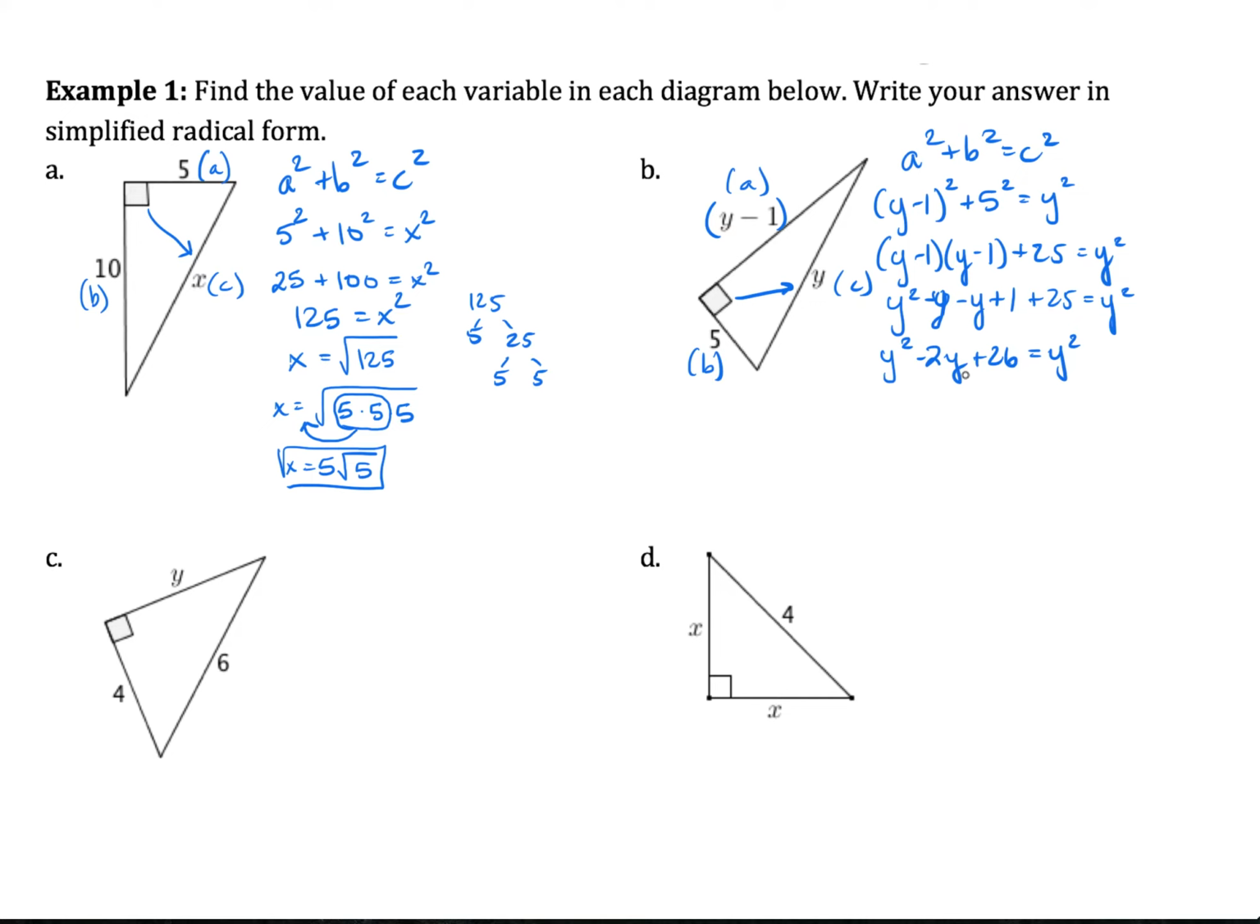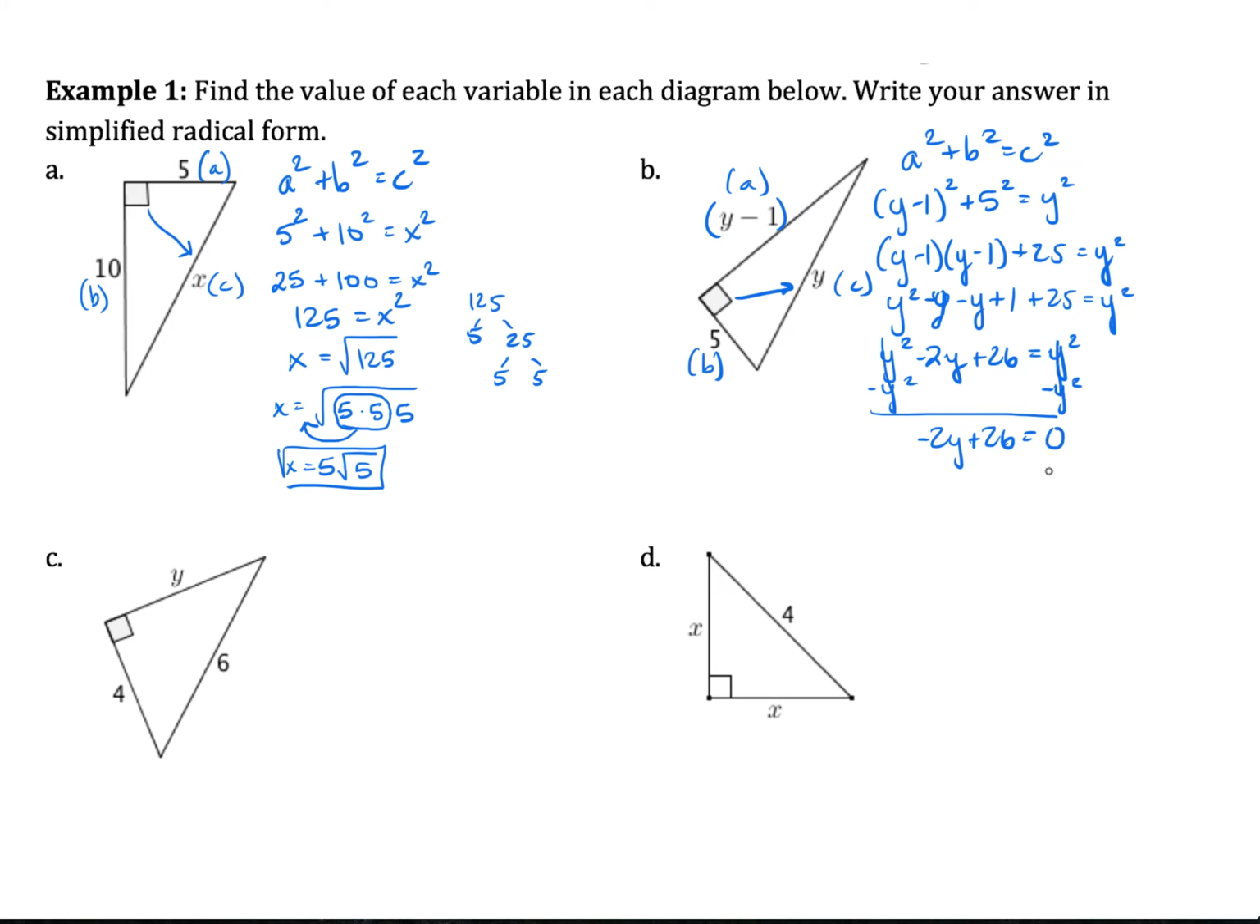Now the next thing we want to do is try and get all our variables over onto one side. And since there's this one variable expression on the right side of my equation, I'm going to move him over to the other side. So I'll say minus y squared, minus y squared. Now what happens is these y squareds cancel out, and I'm left with negative 2y plus 26 equals what? There's nothing over there. So what do we put?